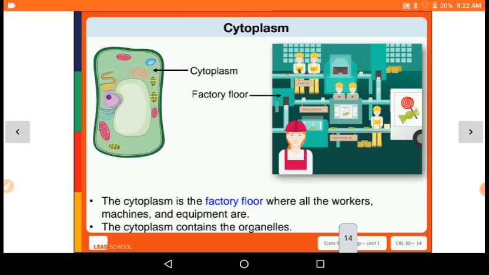Okay, cytoplasm. Let's compare it now. Cytoplasm is the factory floor, and organelles, which are contained inside the cytoplasm, are the workers and the factory equipment on the floor. So cytoplasm is the floor. It is the whole area, like a factory has an area, and in that we keep all the equipment, all the necessary products and workers. Likewise, in cytoplasm, we have all the organelles.